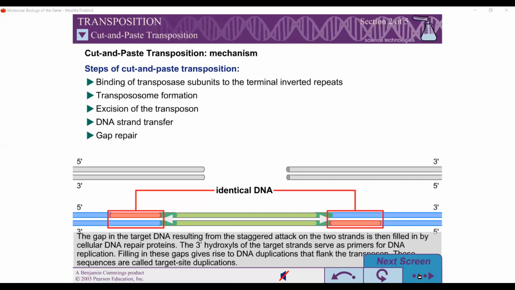Now, the beautiful thing about this animation from Watson's Molecular Biology of the Gene is that when they show you the replicative transposition mechanism, they show it in a comparative manner. So there'll be a split window. On the lower half, you'll be shown the cut and paste transposition. On the upper half, you'll be shown the replicative transposition, to have a comparative analysis of how the thing goes.